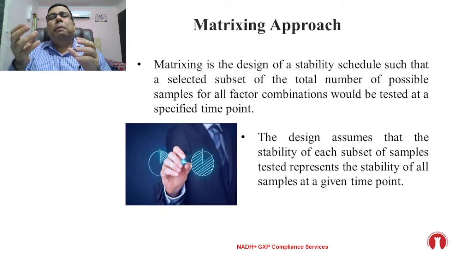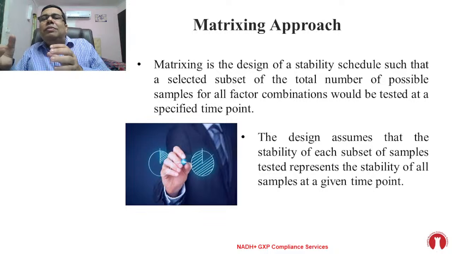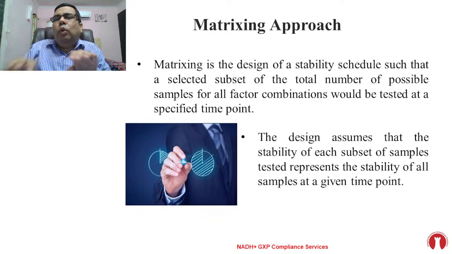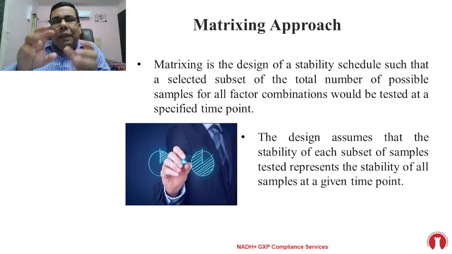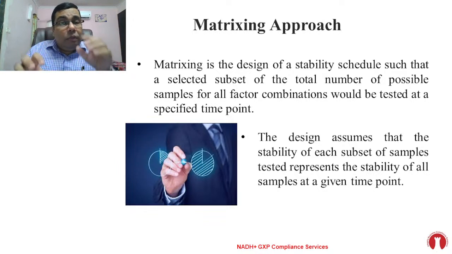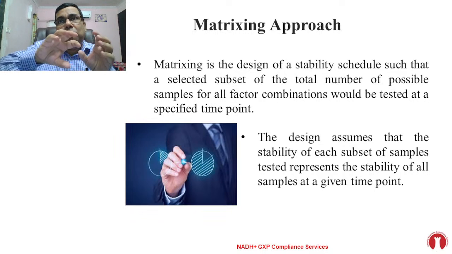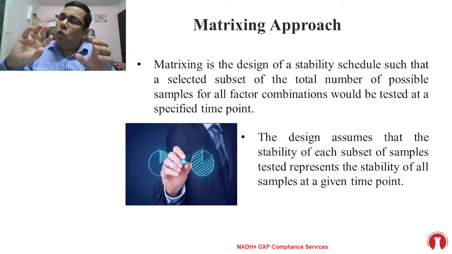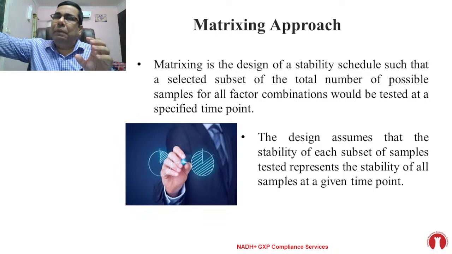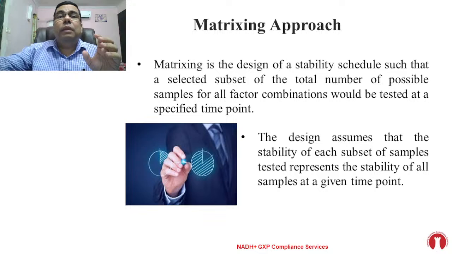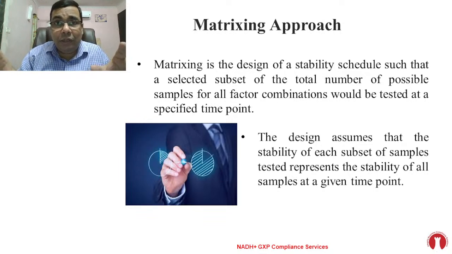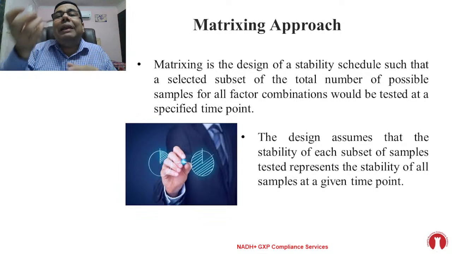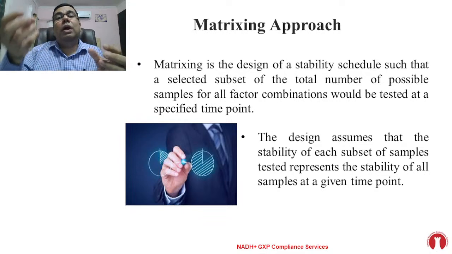So what is the matrixing approach? It is a design of a stability schedule such that a selected subset of the total number of possible samples for all factor combinations would be tested at a specified time point. So here we are focusing on testing. In bracketing, what happened? We directly skipped the particular pack or particular strength; we will not perform any testing or any stability study, right? Here, what happens? We will reduce the testing itself.